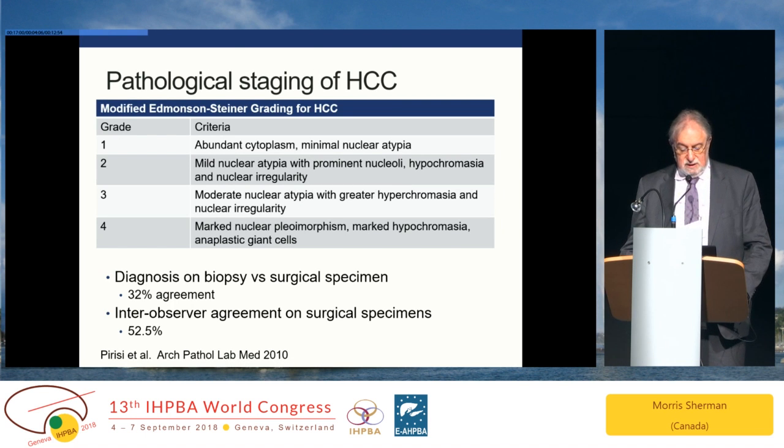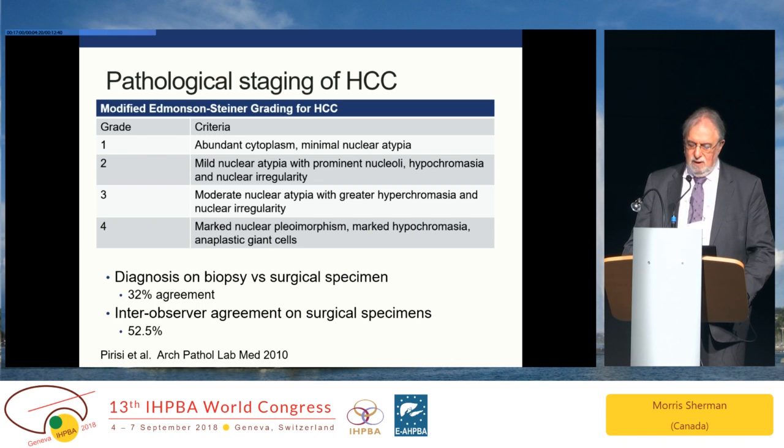As for pathological staging, we all know the old Edmondson-Steiner classification, which looks at the cells themselves and classifies them into 4 categories based on the idea that the more abnormal a cell is, the more pathologic it is, the more likely it is to be an aggressive tumor.